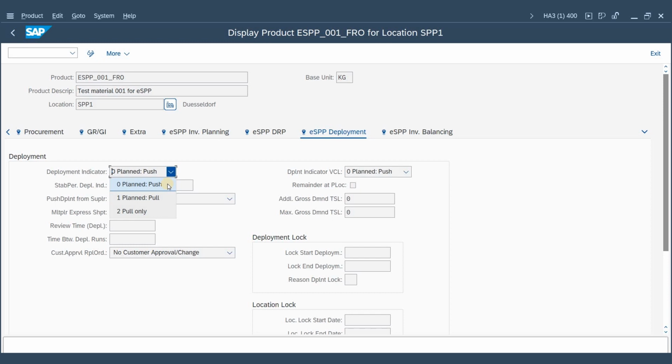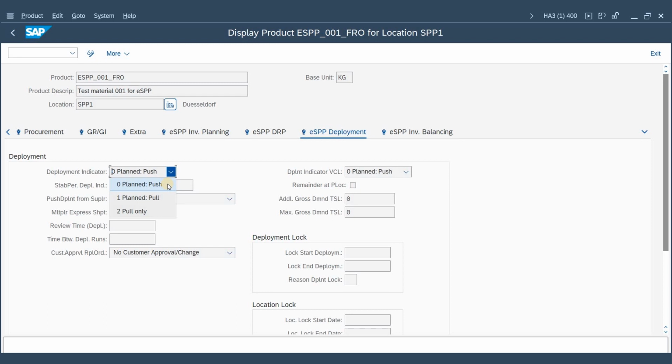And remember, I explained that push deployment is usually faster than pull deployment because we actually do not need to store the products first in a bin and then move them out. And therefore we can have different lead times over there.